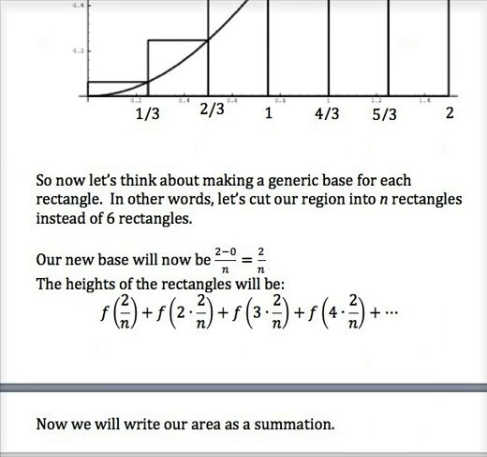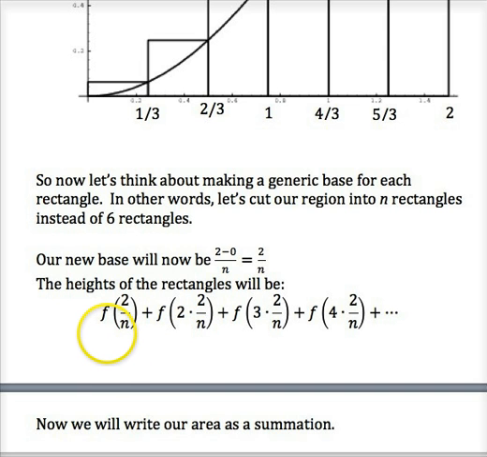Okay, now what we're going to do is make it even more generic. We're going to cut this region into n rectangles, not 6. So our new base for each rectangle is not going to be 1/3 anymore, but it's going to be 2 minus 0 divided by n, and n is an unknown value right now.